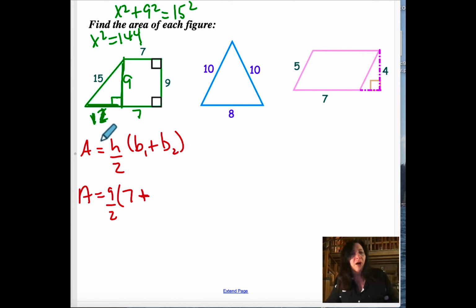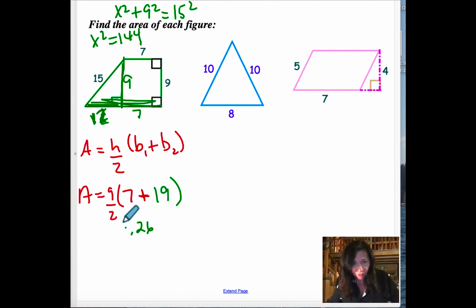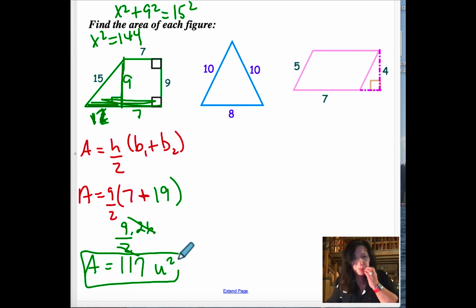And so 12 plus 7, because that's my base, right? That's the bottom base. Base 1 plus base 2 is going to be 19. Okay, so then we just add, what's 19? Add 7, I get 26. So this value is 26, and that's times 9 over 2. 2 divides into 26 13 times. We have 13 times 9. So the area is 117 units squared.